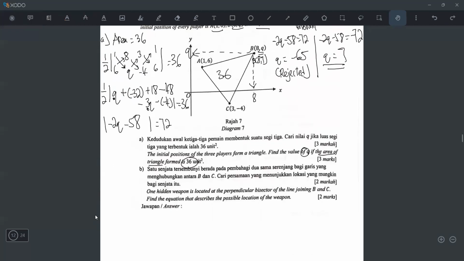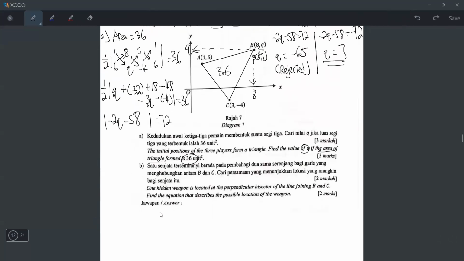Okay, let's go to question B. So B says what? One hidden weapon is located at the perpendicular bisector of line joining B and C. So where is B? Here. Where is C? Here. So the perpendicular bisector of BC will be like this. It will be a line straight down the middle of BC, means it will pass through the midpoint of BC, and at the same time it will be perpendicular to BC. So this is the perpendicular bisector.